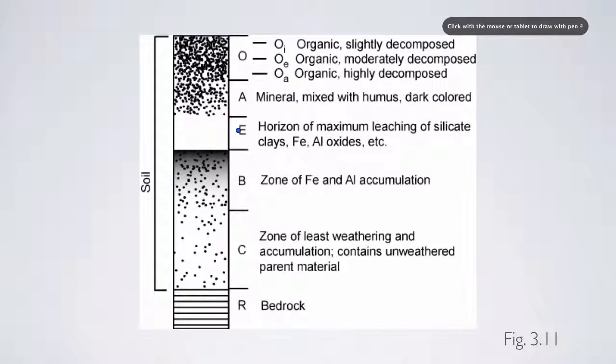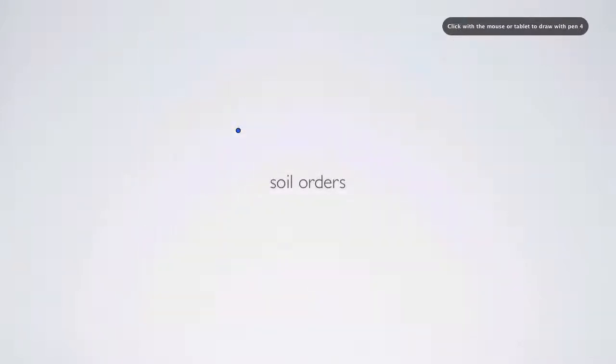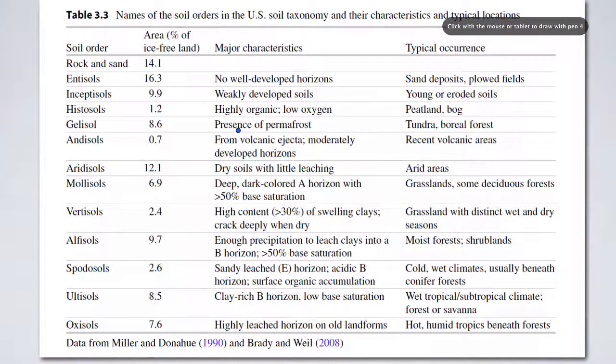And the different patterns that we see in soil horizons and their characteristics give rise to what we call soil orders. Now, soil orders are a classification system, and in the US there are 12 major soil orders that are recognized and are found in different places. All of the different soils end in sol.